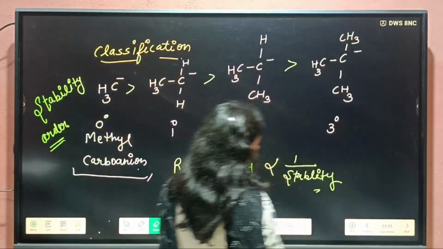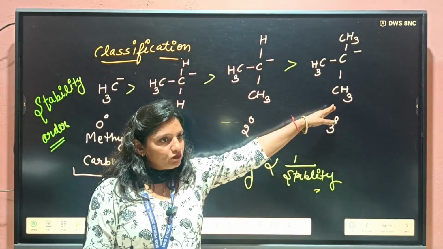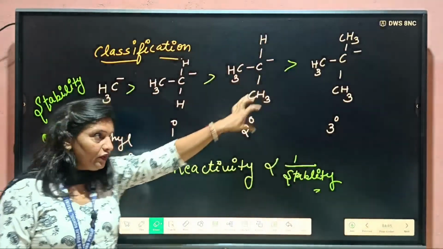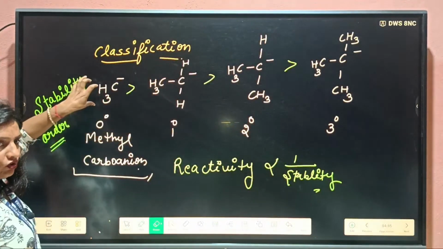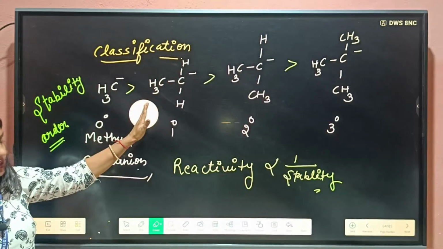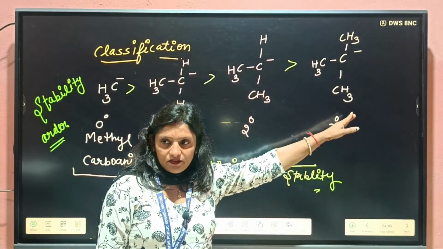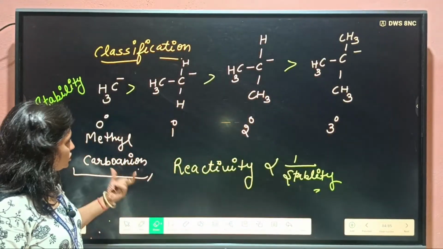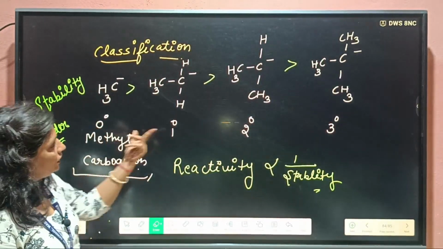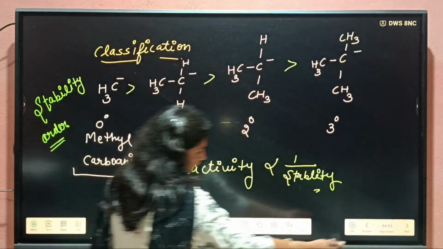So on the basis of that we can say the more alkyl groups it has, the more unstable it is. Here only 2, here only 1, and here none. Clear? So students, this one is more stable, this one is less stable, and this one is the least stable. So this will be the stability order: 0 degree, 1 degree, 2 degree, and then 3 degree. Any doubt in this?